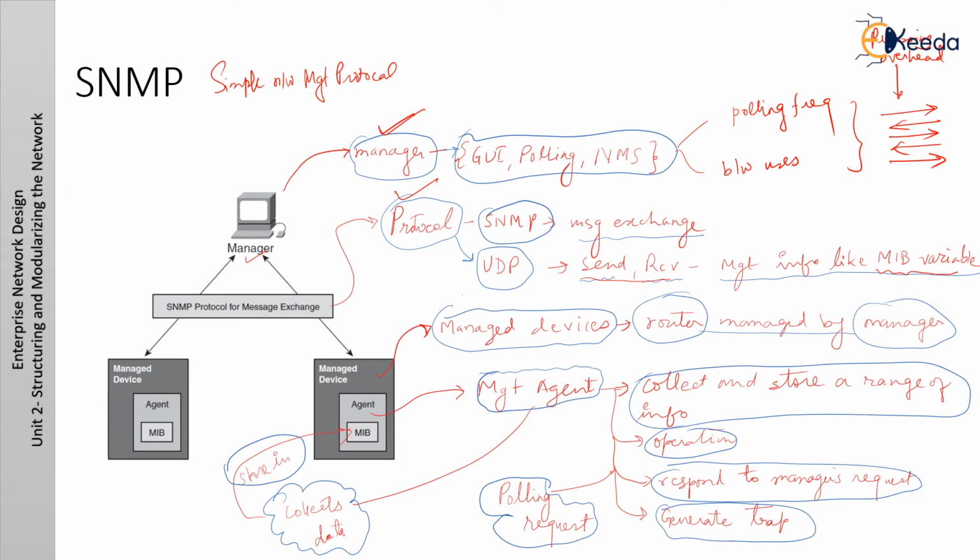Then third is managed devices. First is the manager, second is the protocol, third is managed devices. These are devices such as routers managed by the manager.